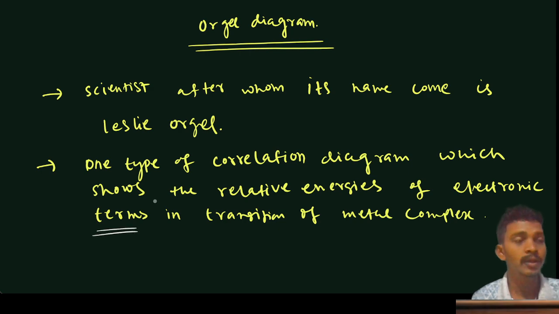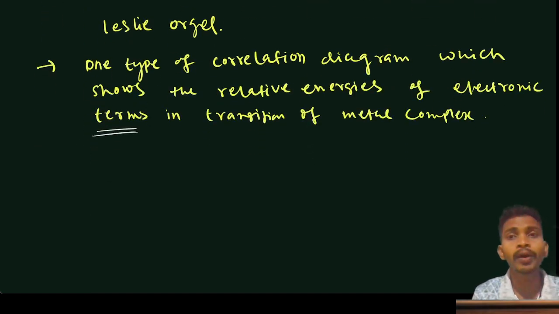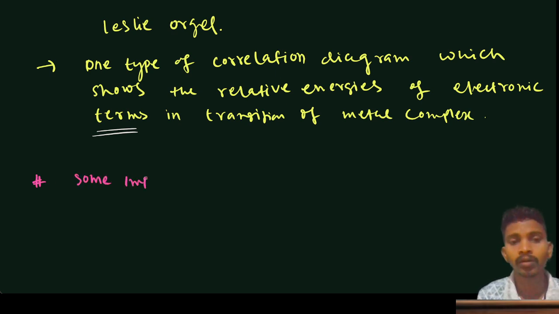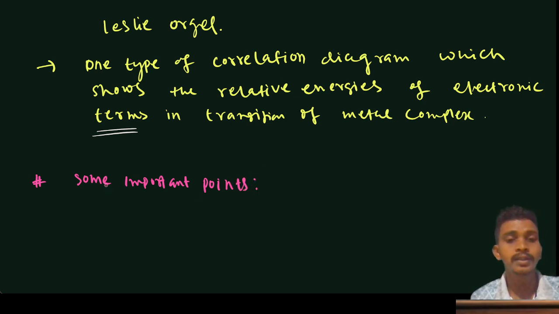Okay, these terms we have discussed in the previous class, terms and term symbols. So through these Orgel diagrams we will see how the relative energies of those electronic terms change in the transitions of metal complexes. Okay, and there are some important points we have to note while discussing these Orgel diagrams.